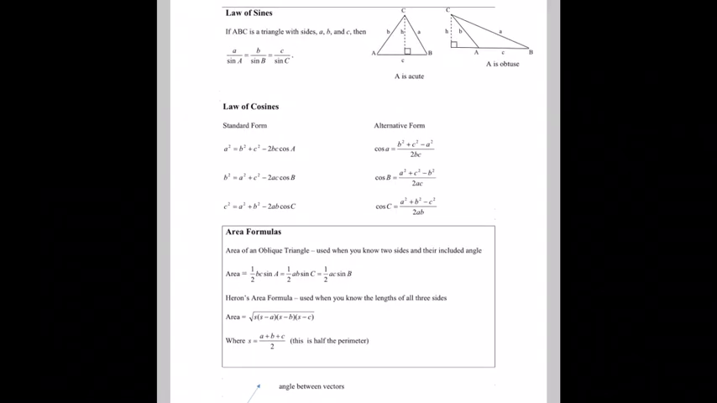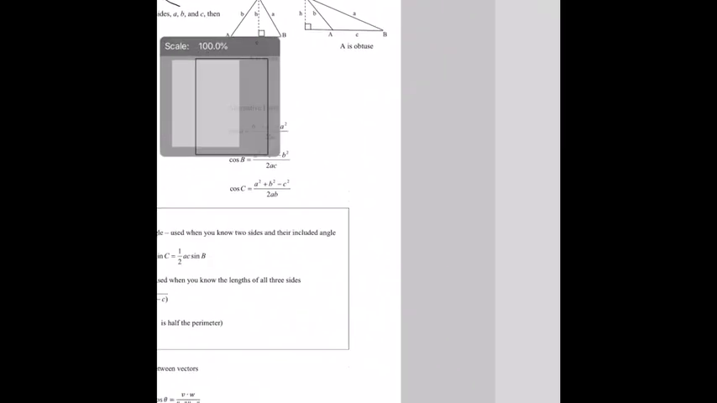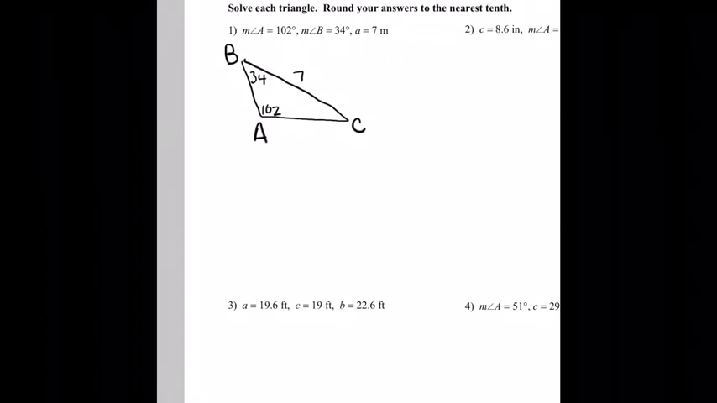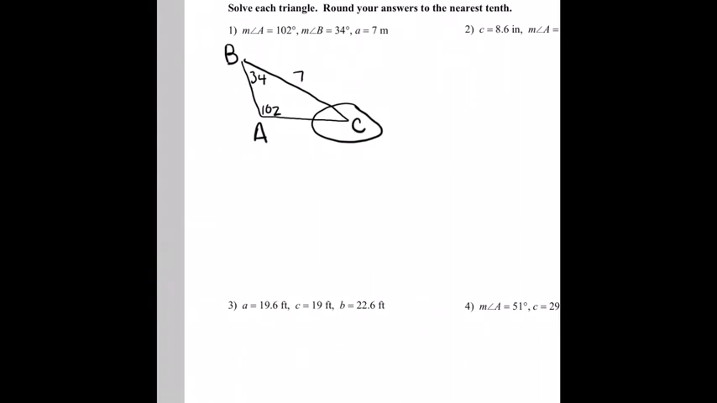Luckily, you'll have this formula sheet on the exam as well, and law of sines is given right there. Let's do the low-hanging fruit here. This missing angle would be the easiest one to find first, since we already have two of the angles.